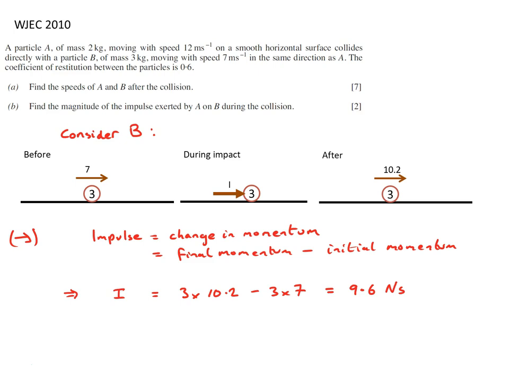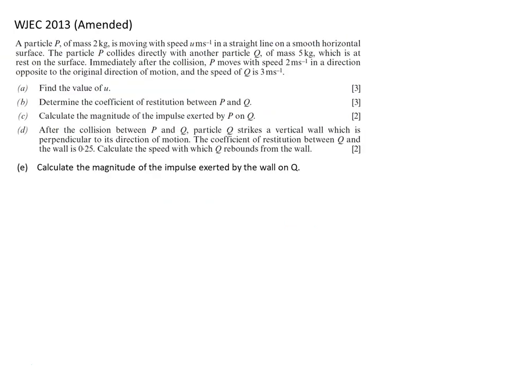And we'll now move on to our final example, which is a slightly amended exam example. We have a particle P of mass 2 kilograms moving with speed u meters per second in a straight line on a smooth horizontal surface. Particle P collides directly with another particle Q of mass 5 kilograms, which is at rest on the surface.